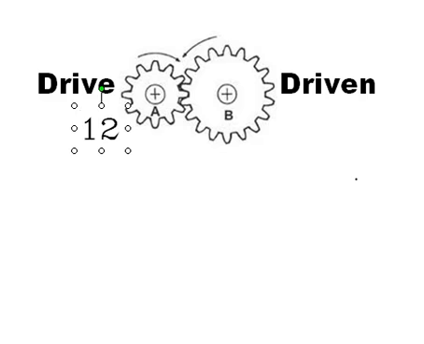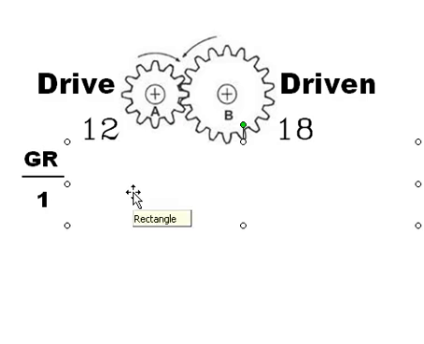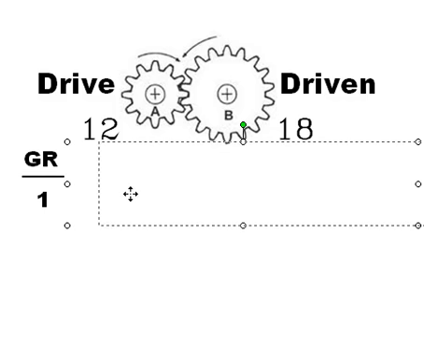Alright, so if gear A has 12 teeth, then you can count the teeth on gear B, and you get 18 teeth. So now we can do some calculations based on this. What we're looking to find is the gear ratio of our drivetrain here. The gear ratio can be calculated in 4 different ways.